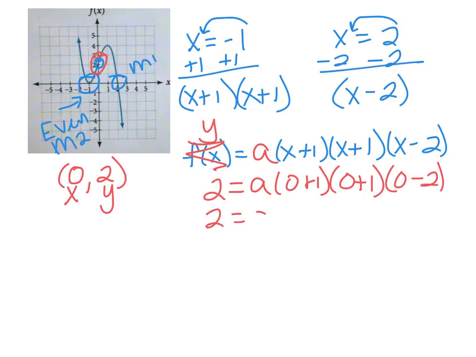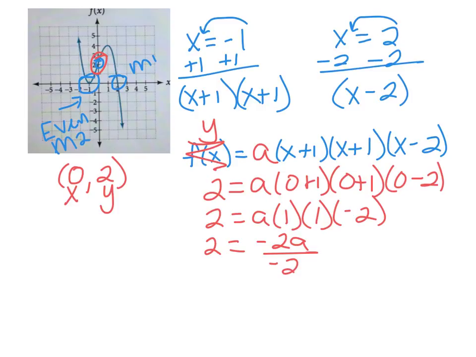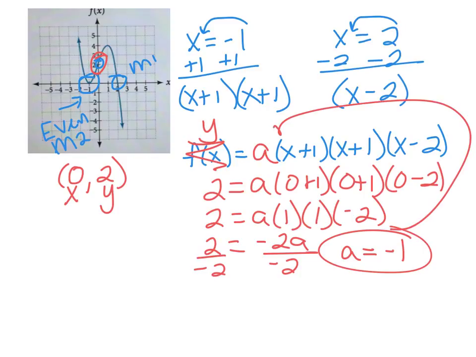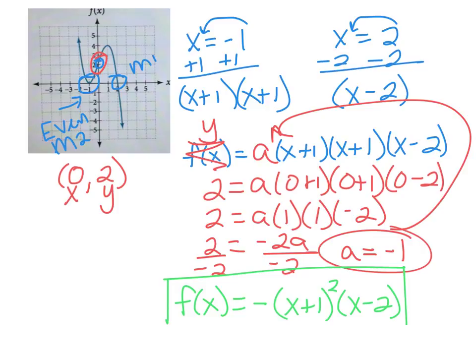So I have 2 equals a times 1 times -2. So I have 2 equals -2a. Divide by -2, and a equals -1. So all I'm going to do is replace that a, and then I have a function, and I'm done. So f of x equals -1, or I could just leave negative, (x plus 1), and that happens 2 times, (x minus 2), and there's a function.